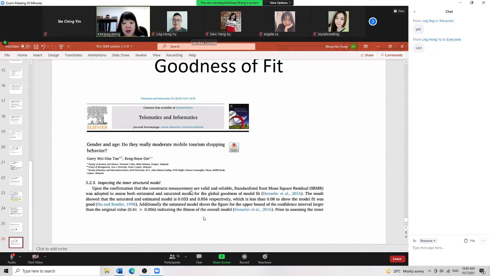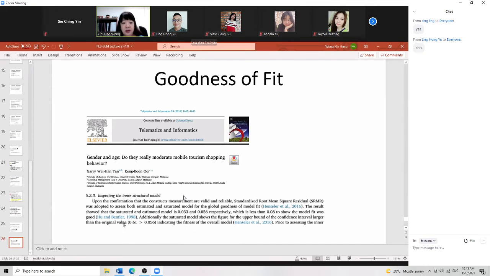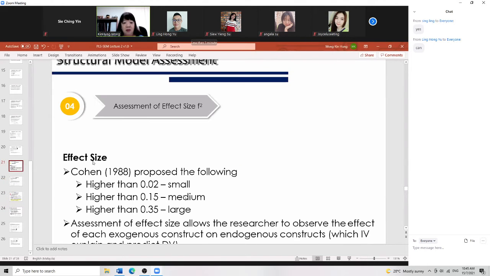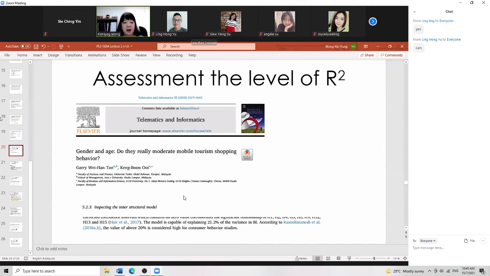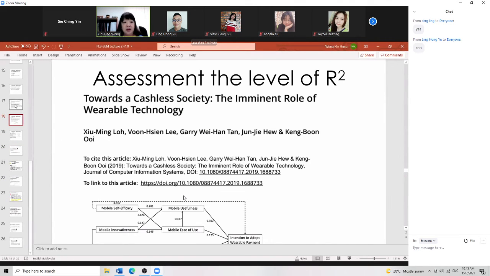All right, the fitness of the overall model. These are examples of goodness of fit. You use this confidence interval, less than 0.8, to show the model fit was good. So any questions? These are things that you need to generate your results, and the examples here teach us how to interpret them.